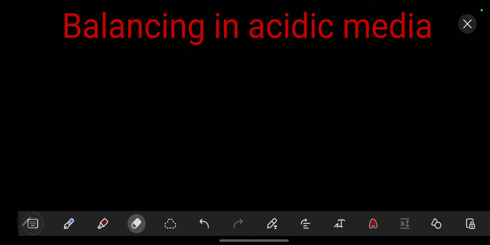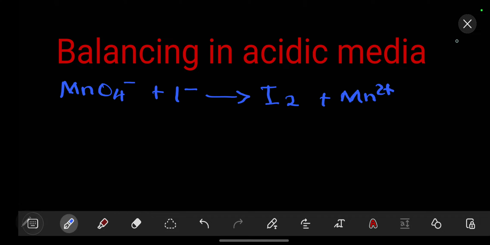Our first equation is: manganese oxide plus iodide should be able to produce iodine plus manganese ion. So how do we solve this one? Firstly, we begin with this one. What is happening to this one?